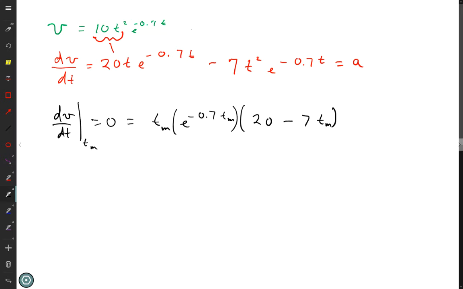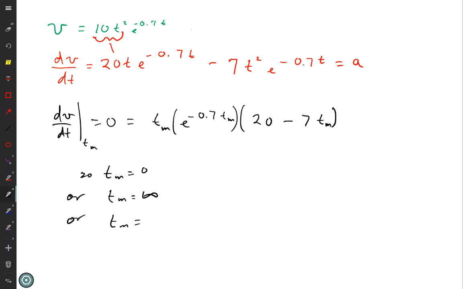I have 3 terms there. And so each one of those terms can give me a 0. What is the 0 associated with the first term? Or with the second term? Infinity. Or with the third term? If we set 20 minus 7 Tm equals 0, that's 7 Tm equals 20, so 20 over 7.